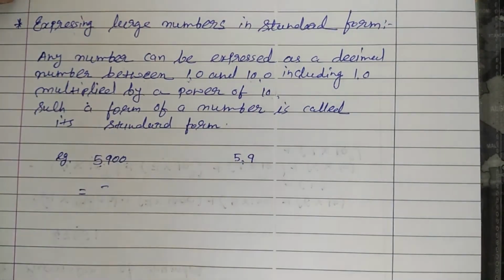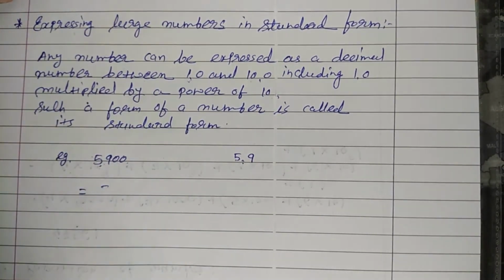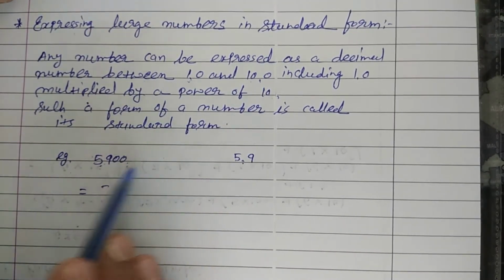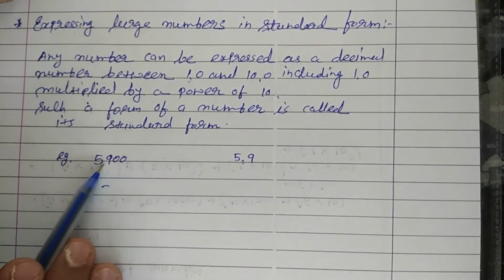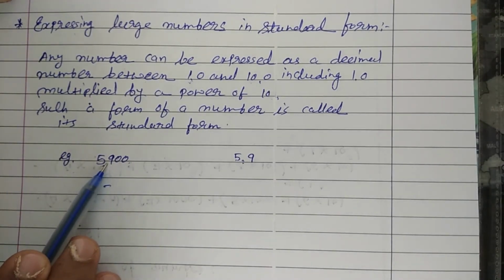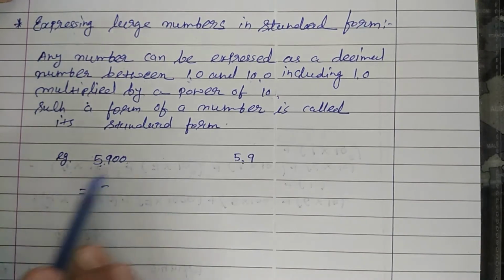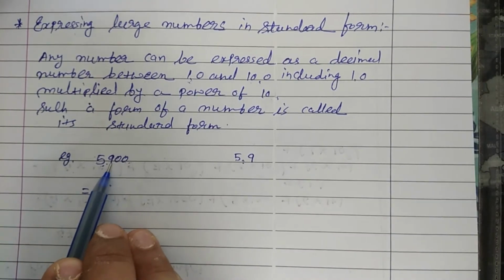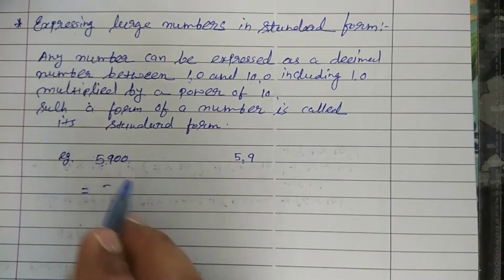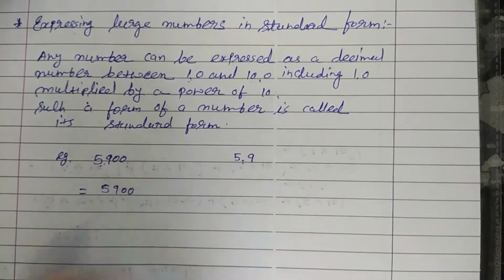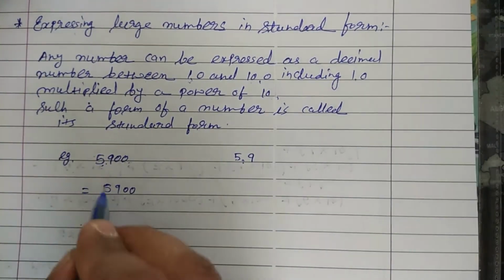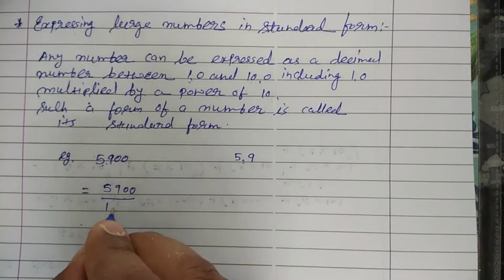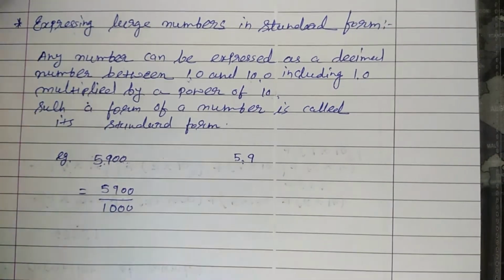So what will we do to make this number 5.9? We have to move the decimal point, from after the 0 to before the 9. So we have to count the digits. How many digits do we have to move? That is 1, 2 and 3. So to make 5900 into 5.9, we have to divide by, since 3 places we have to move, 1 followed by 3 zeros, that is 1000.